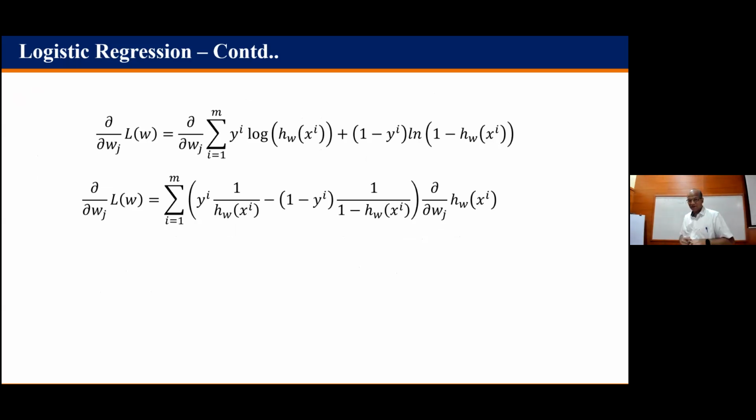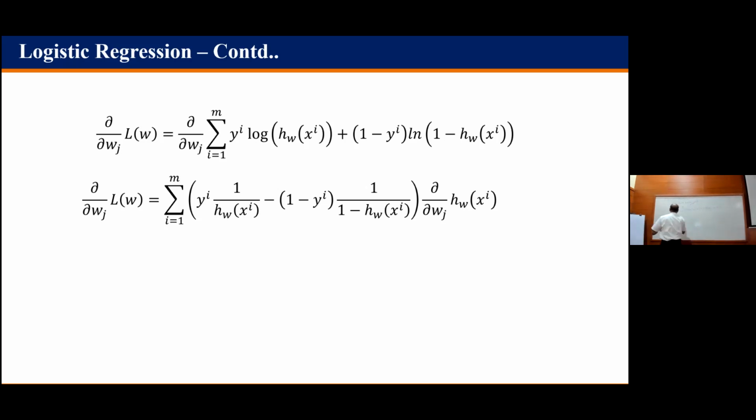I erased everything. All right. So let's do this quickly. L of W equals sigma i equal to 1 to m. M is the number of data points. Y ln HW of xi. Okay. Plus 1 minus y ln 1 minus HW of xi.